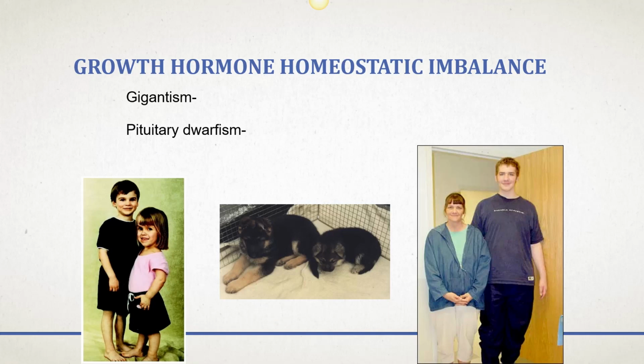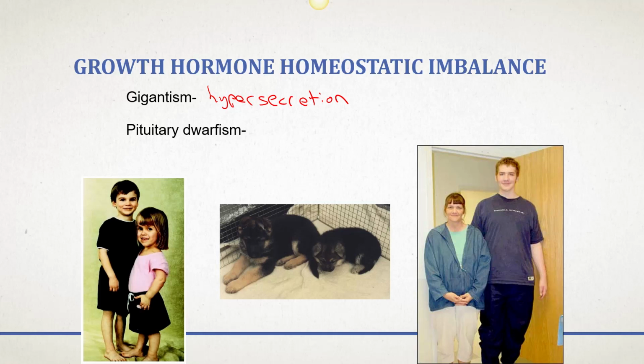So homeostatic imbalance, we talked about hypersecretion or hyposecretion causes many of the endocrine disorders. So gigantism is hypersecretion of growth hormone. And that's before age 25. At age 25, everyone, like all humans, are essentially done growing. So hypersecretion before age 25 leads to gigantism.